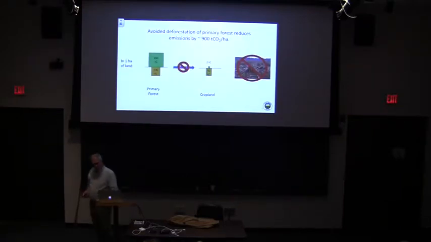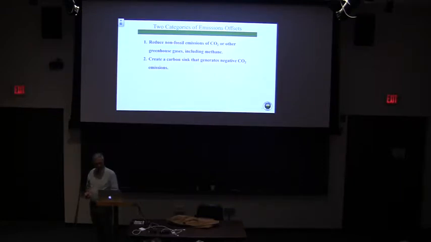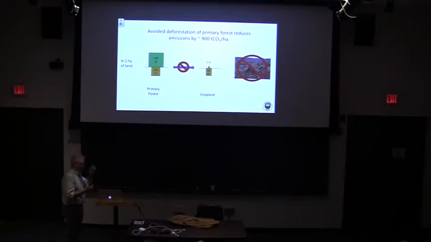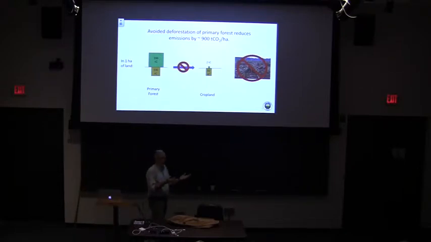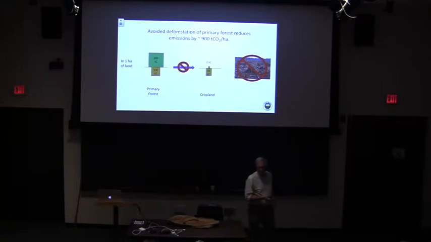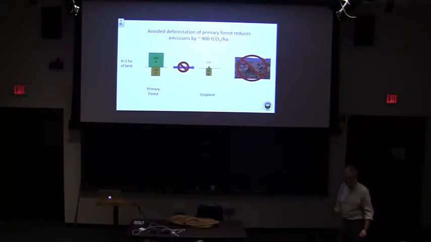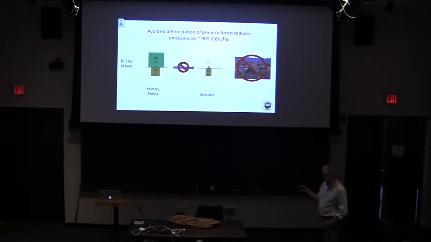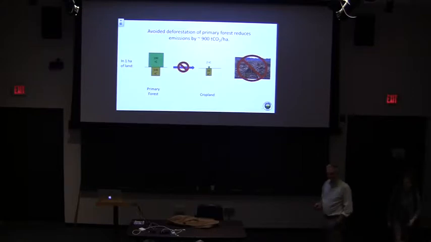Okay, so let's start with the first category, which is to reduce non-fossil emissions of CO2 or other greenhouse gases, including methane. If you go online and purchase carbon offsets, the first thing you'll see is an avoided deforestation offset. And this is an offset that basically buys the rights to a piece of ground that is usually primary tropical forest. And the payment pays the owner not to chop it down or convert it into something, okay?